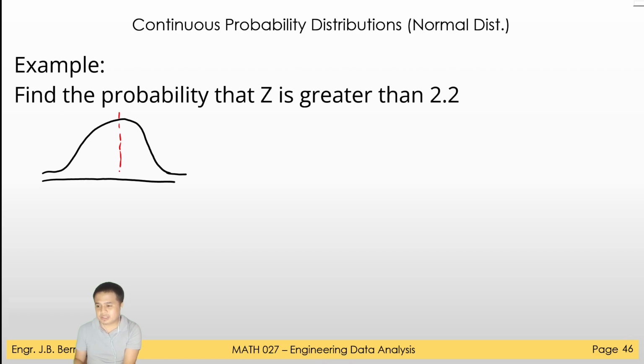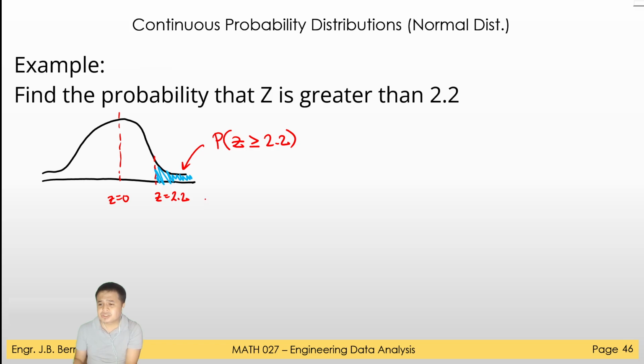So if you have again a standard normal distribution, the z-score at the middle is 0, and z equal to 2.2 means that if it is positive, then it is somewhere here. So z is equal to 2.2. Now, what we're trying to find is greater than 2.2, and therefore what we're trying to find is this probability. So we're talking about areas, no? The area here will be the probability that z is greater than 2.2, and it will be the same for greater than or greater than or equal to 2.2.